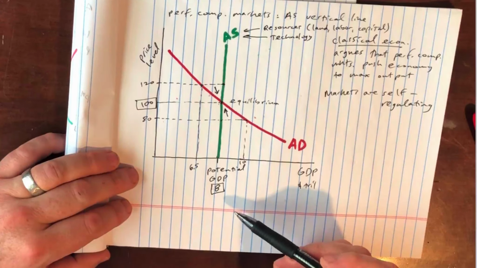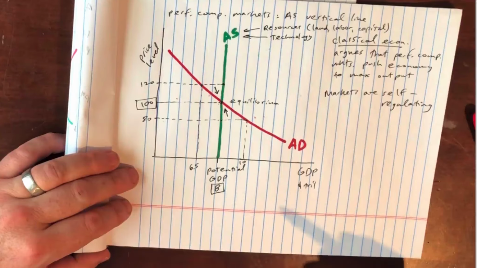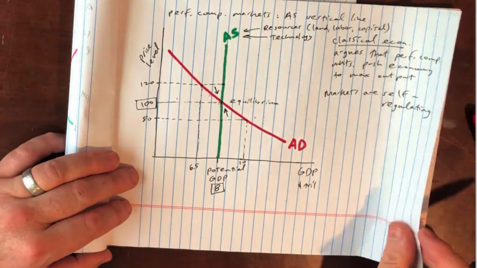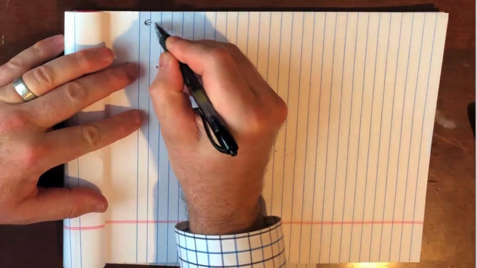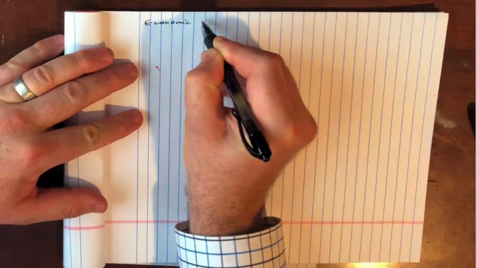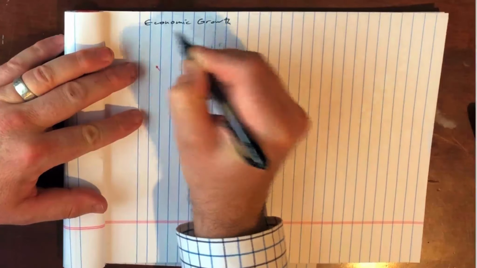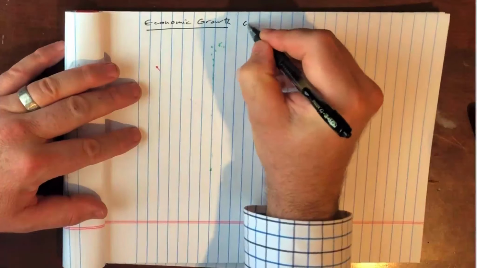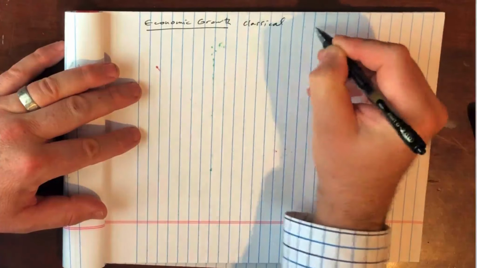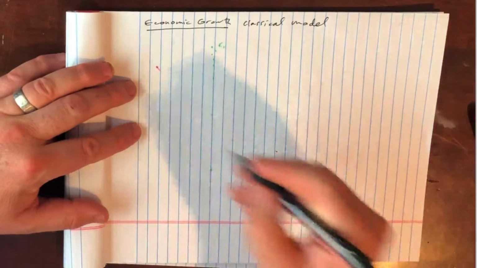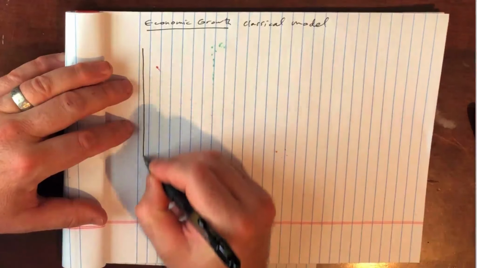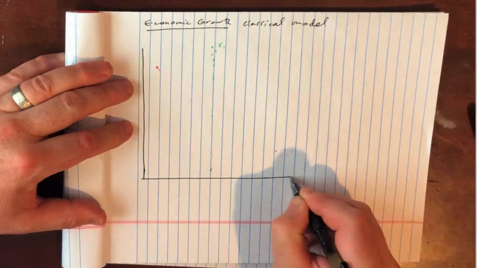Okay, so how then would this change? Let's look at that. Okay, so our next topic, how do we get economic growth? And again, this is in the classical model. All right, so I'm going to redraw the aggregate supply and demand curve.